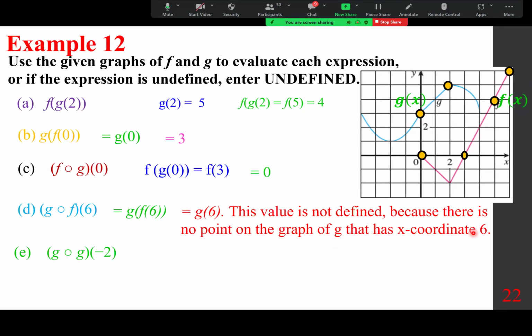G of g of negative 2 by definition means g of g of negative 2.